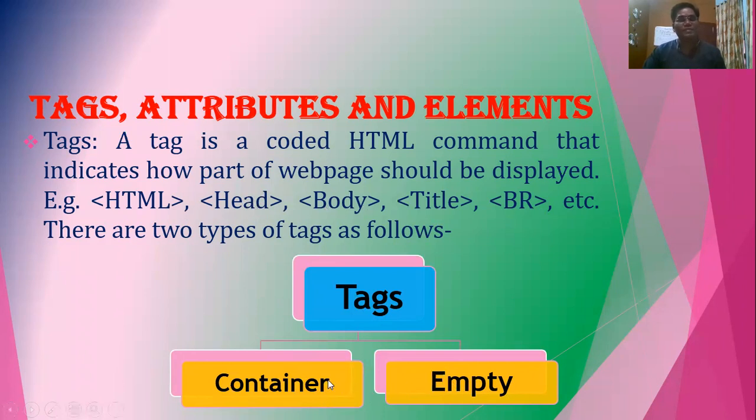The tags which are required to be opened as well as closed by using a forward slash are known as container tags. You can see over here html, head, body, and title. These are container tags. What is an empty tag? Empty tags are those tags which only need to be opened, not closed. A forward slash is not required to close them. BR is the finest example of an empty tag.